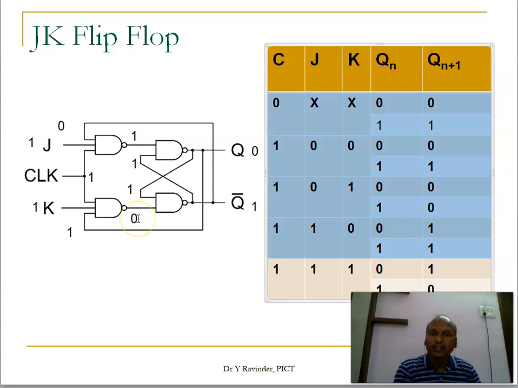So when this is 1, this is 0, this becomes 1. If this is 1, this is 0.